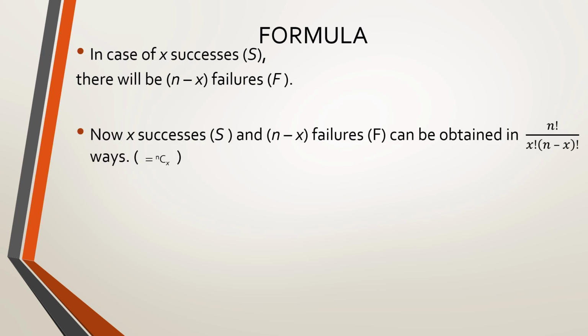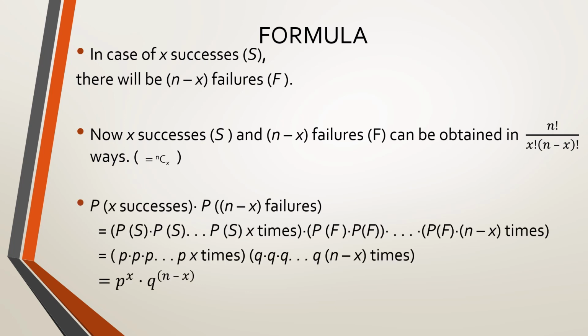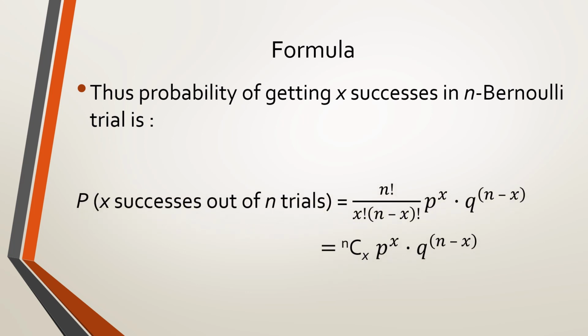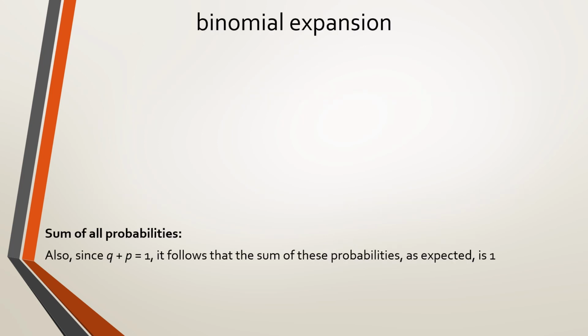So the probability, sorry, the x successes can be obtained out of n in n factorial upon x factorial (n minus x) factorial ways, that's nCx. X successes and n minus x failures will be p x times and q n minus x times, that's p raised to x, q raised to n minus x. So here's our formula. The probability of getting x successes in n Bernoulli trials is n factorial upon x factorial (n minus x) factorial, p raised to x, q raised to n minus x, that's nCx p raised to x q raised to n minus x.